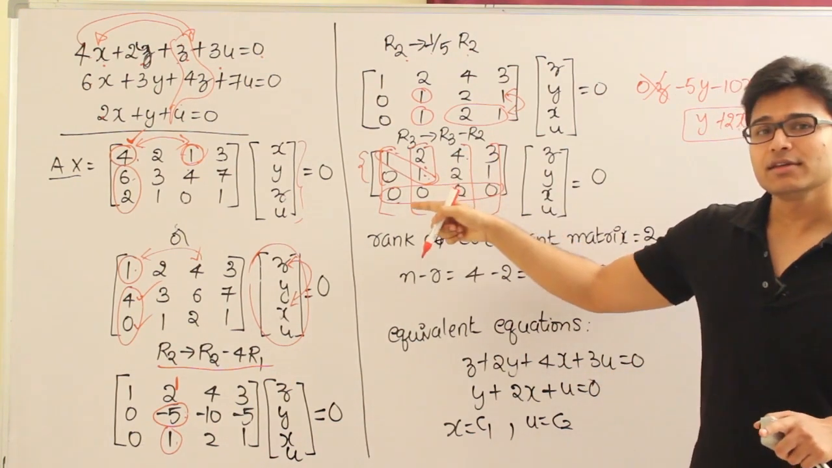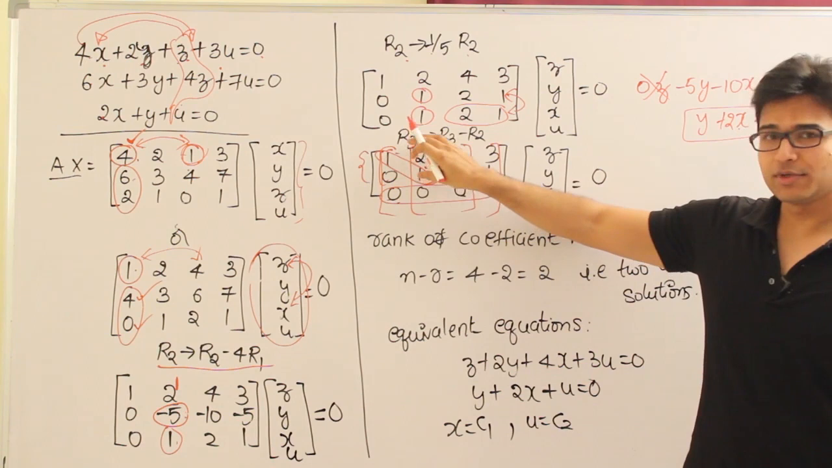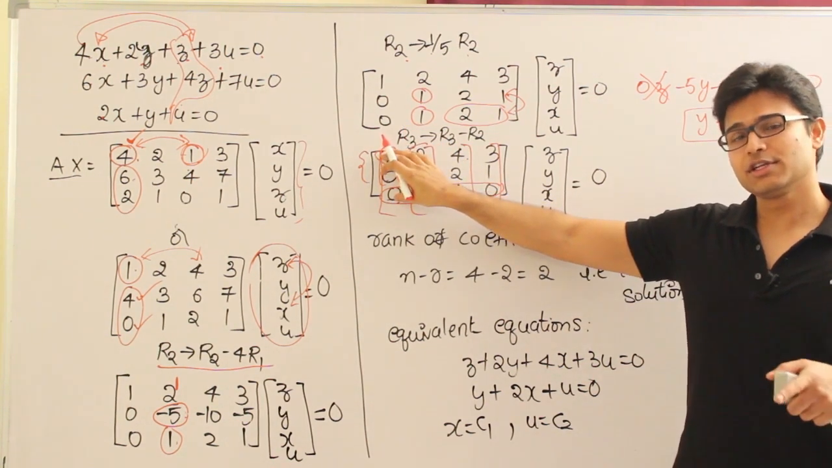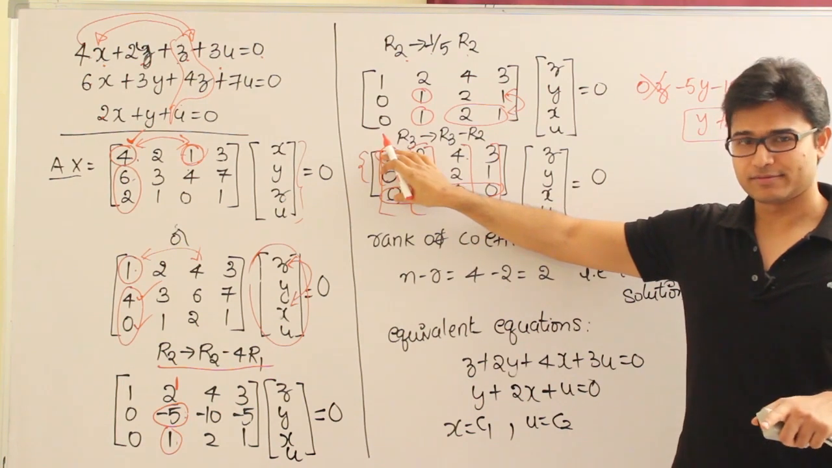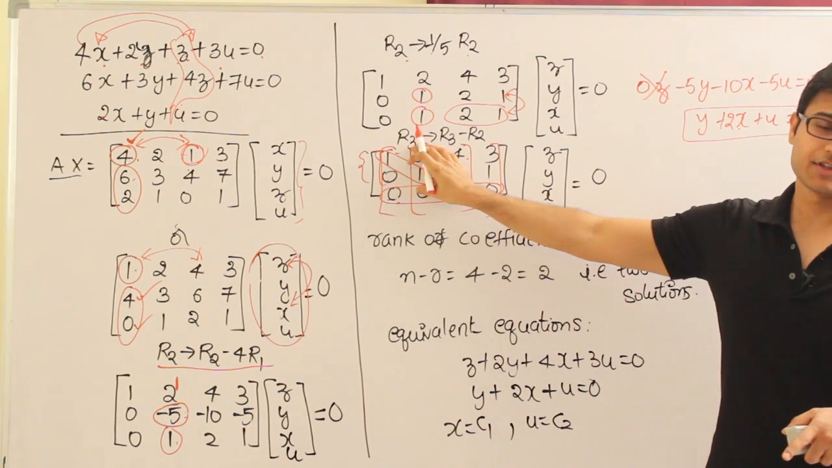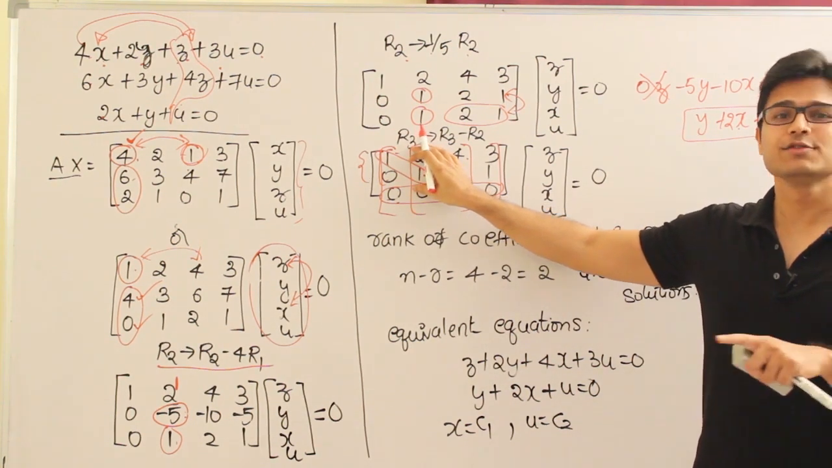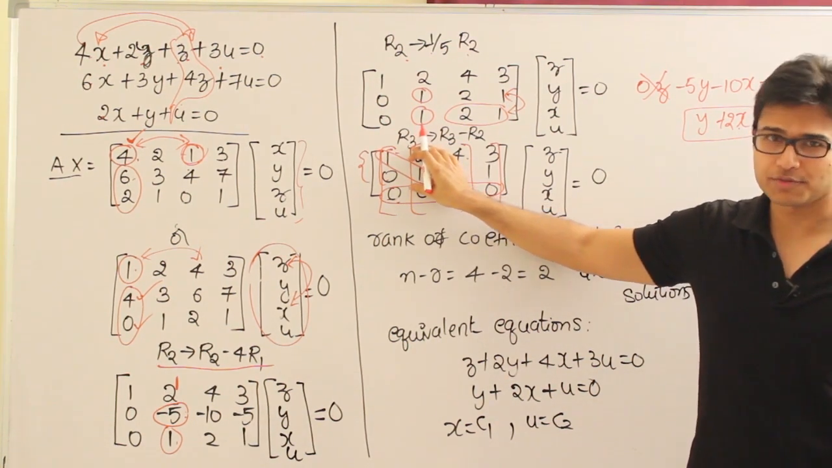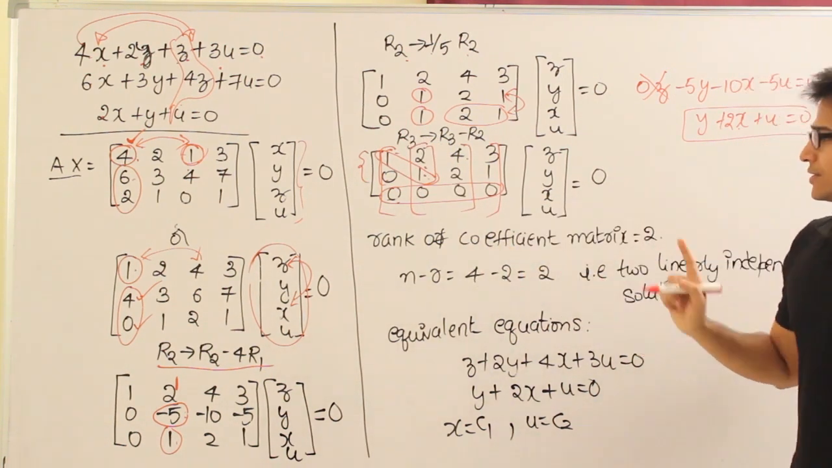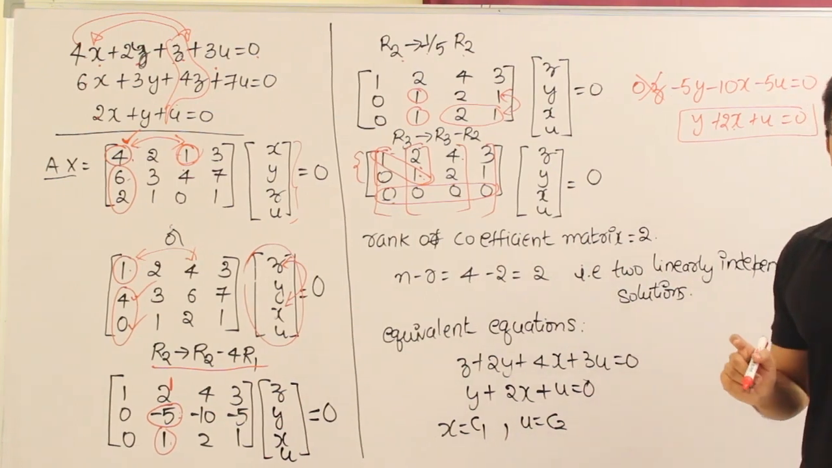But can it be 3? It cannot be 3, because if it has to be 3, then you should have a 3 by 3 square submatrix whose determinant is not equal to 0, right? But if you take a 3 by 3 square submatrix, it is always going to contain a 0 row. So it is not possible. So the rank of this one is 2. Now the rank of the coefficient matrix is 2 and the number of unknowns is 4.